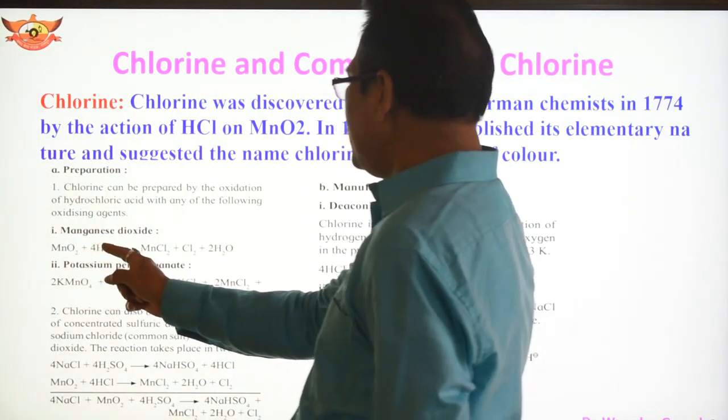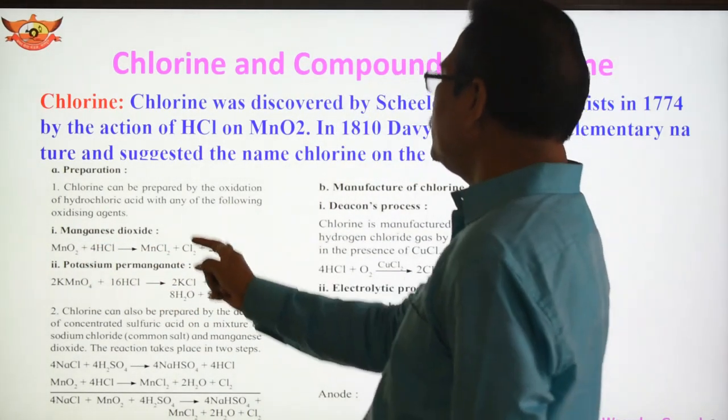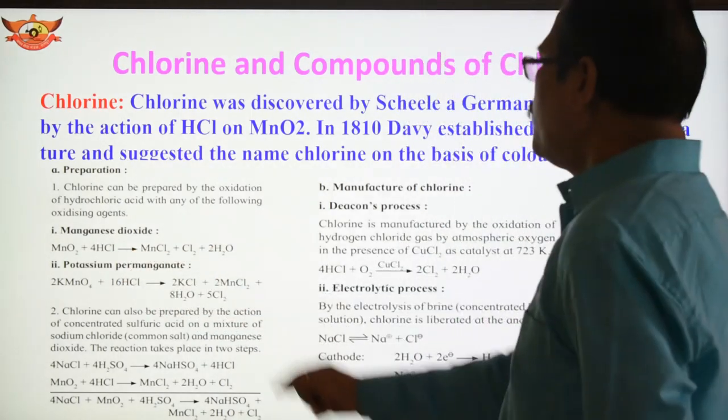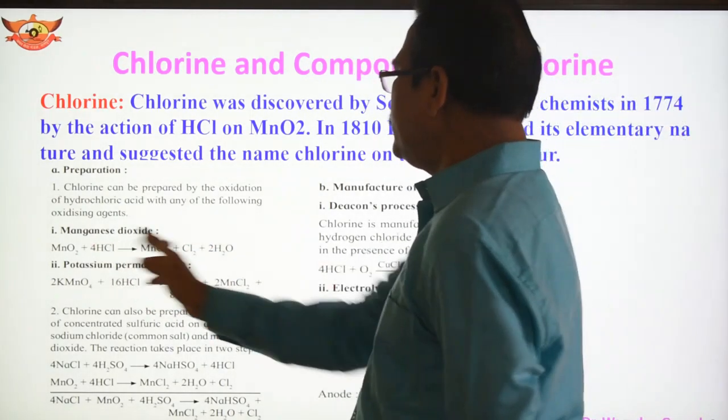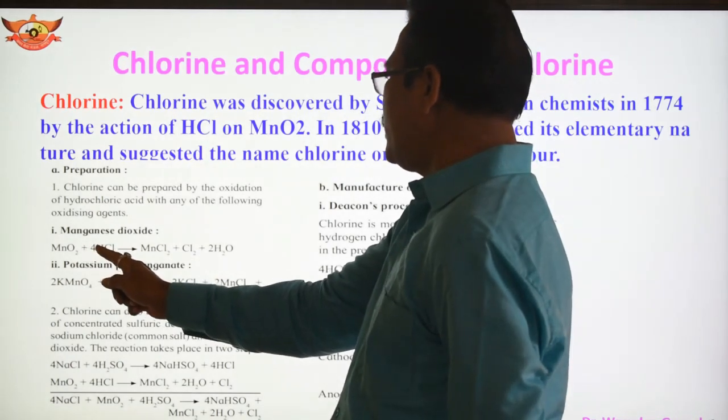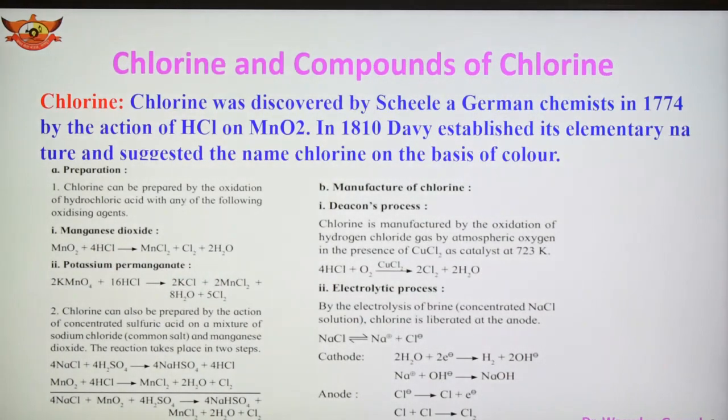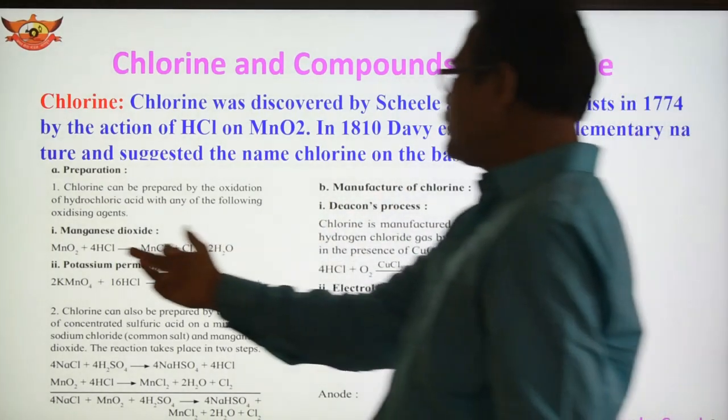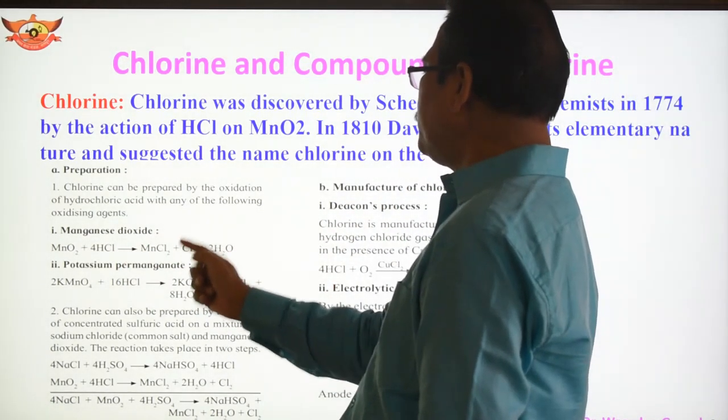MnO2 reacts with HCl forming MnCl2, and chlorine is formed in this way. See here, 4 chlorines are on one side and 2 on the other, so the reaction is balanced. Manganese dioxide reacts with HCl forming MnCl2, Cl2 chlorine, and water is released. So we can say that chlorine can be synthesized by the oxidation of hydrochloric acid using manganese dioxide or potassium permanganate. This is the simple reaction for the preparation of chlorine.